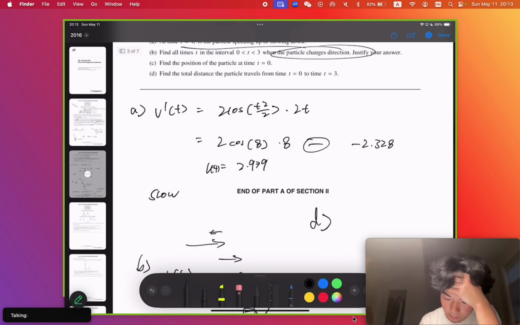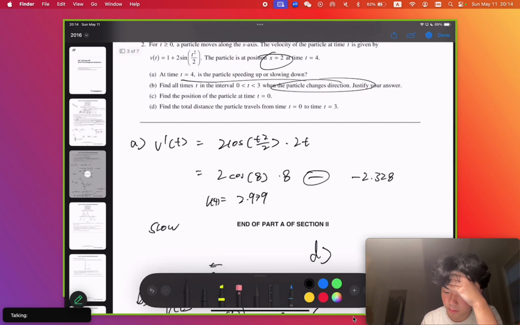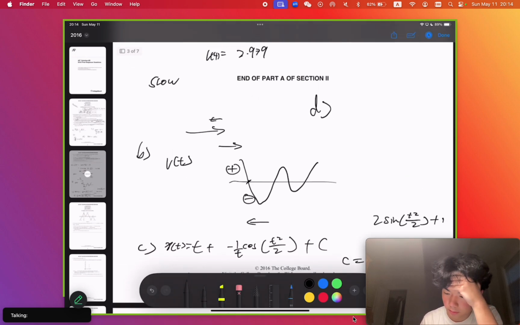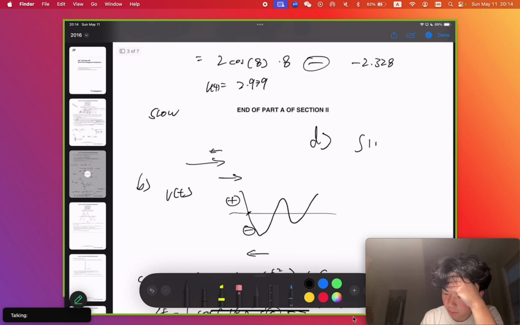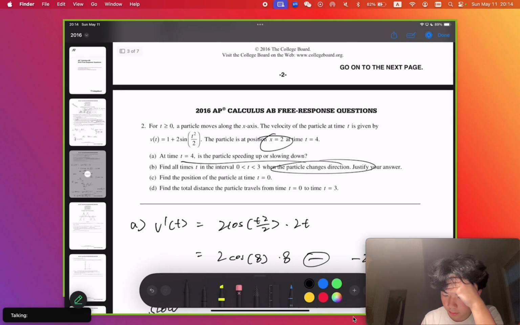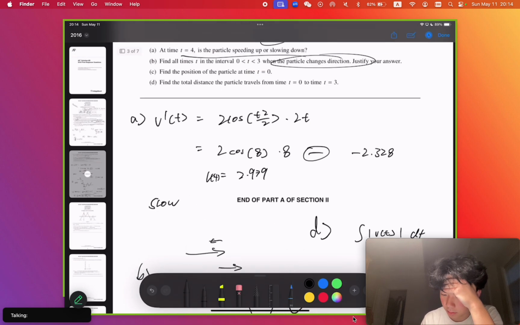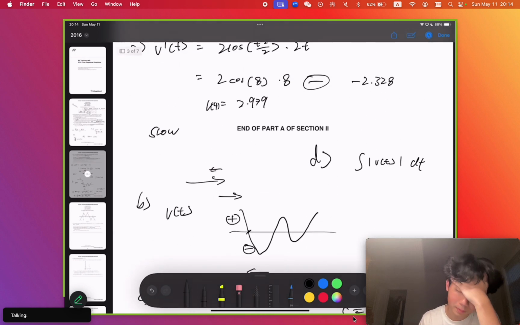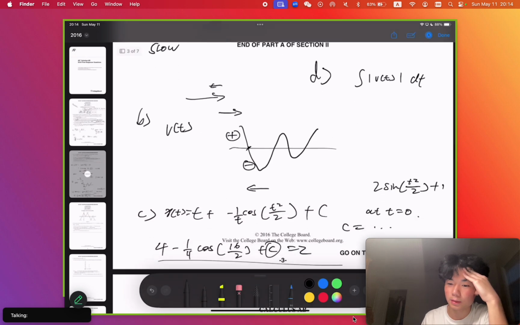D, find the total distance the particle travels from time t equals 0 to time t equals 3. Total distance, as I have said, is the integral of the absolute value of v(t). This is the total distance formula. Remember this and just plug it in. You don't even have to plug in position, you just plug in the velocity. I think velocity is a better way to approach this, because you don't know when your position might be negative. That would be really tough.